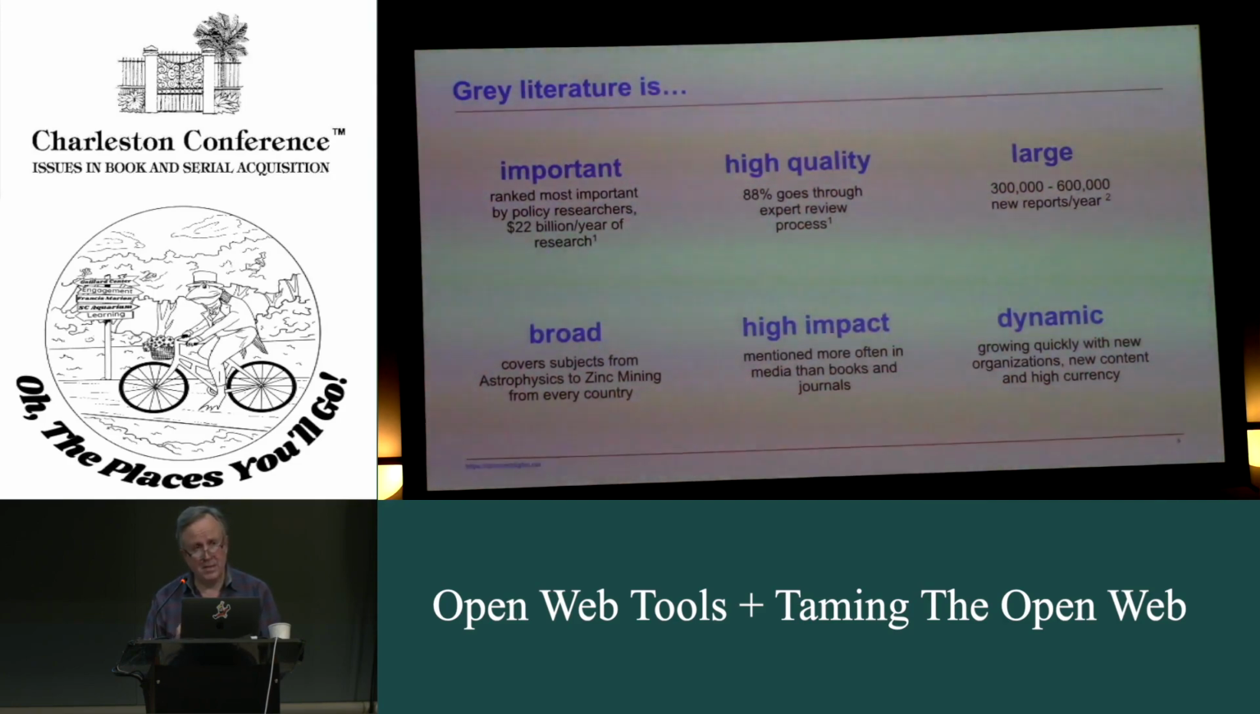If you look at a magazine like The Economist, and the New York Times, they cite think tanks far more frequently than they do journals. This is important material that needs to be kept.